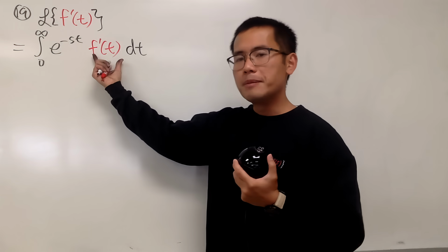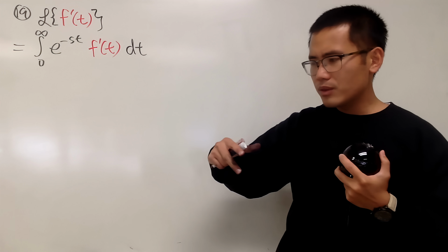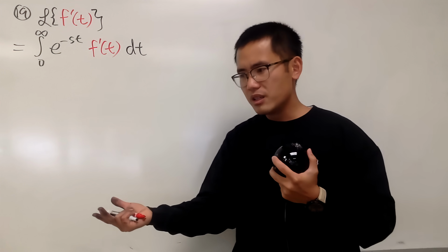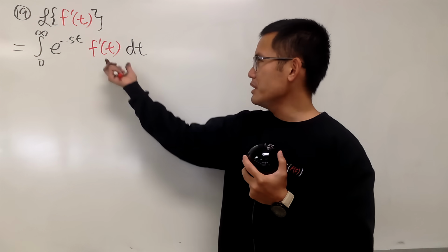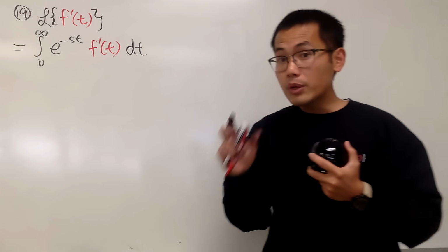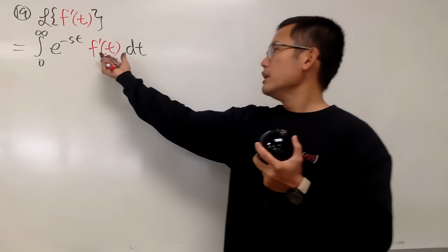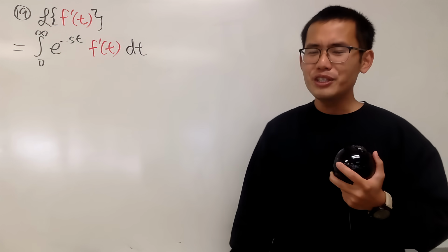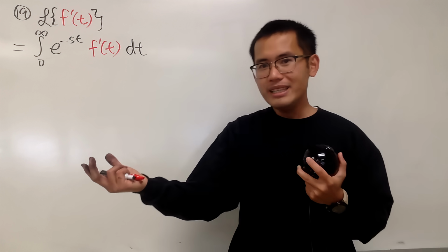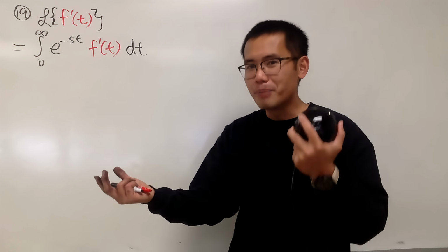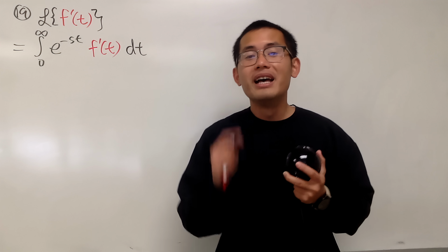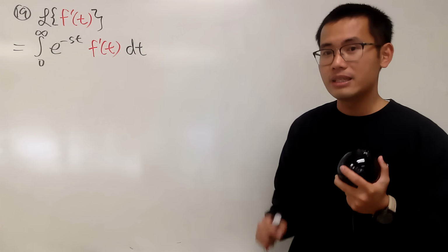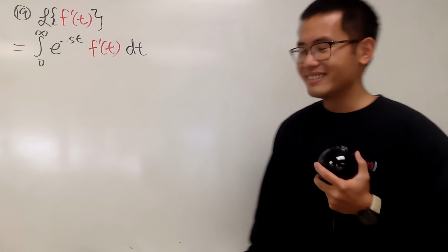This is f prime. So how can I get to f of t from f prime? We have to integrate this guy, yeah? We have to integrate just one part inside of the integral. So what should we do with that? One part to be integrated, the other part to be differentiated. So what should we do? Yes, integration by parts, and yes, DI method.